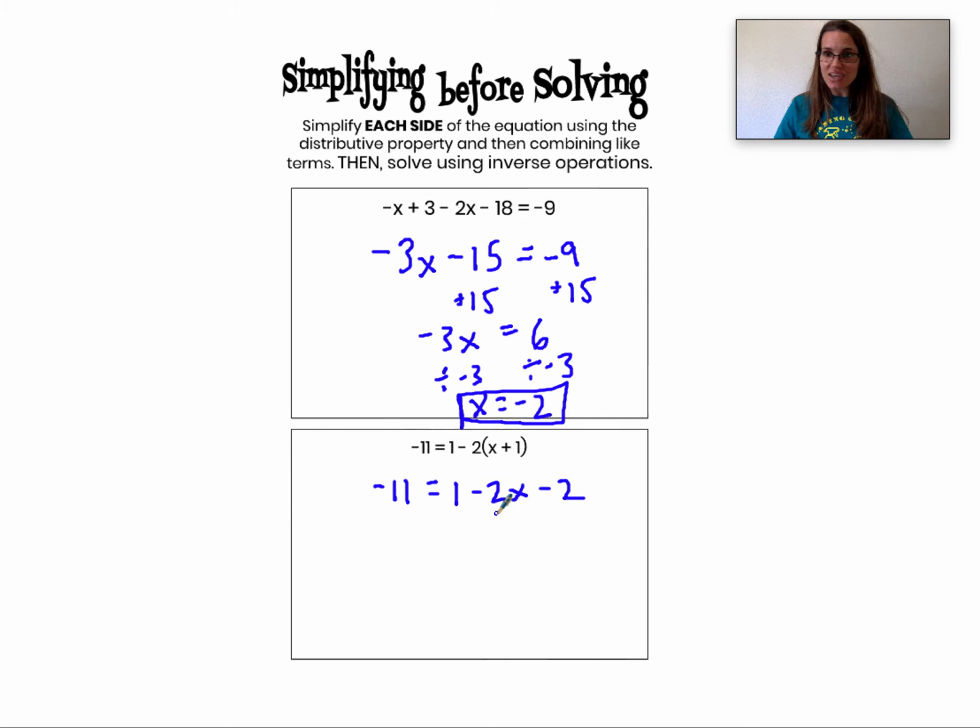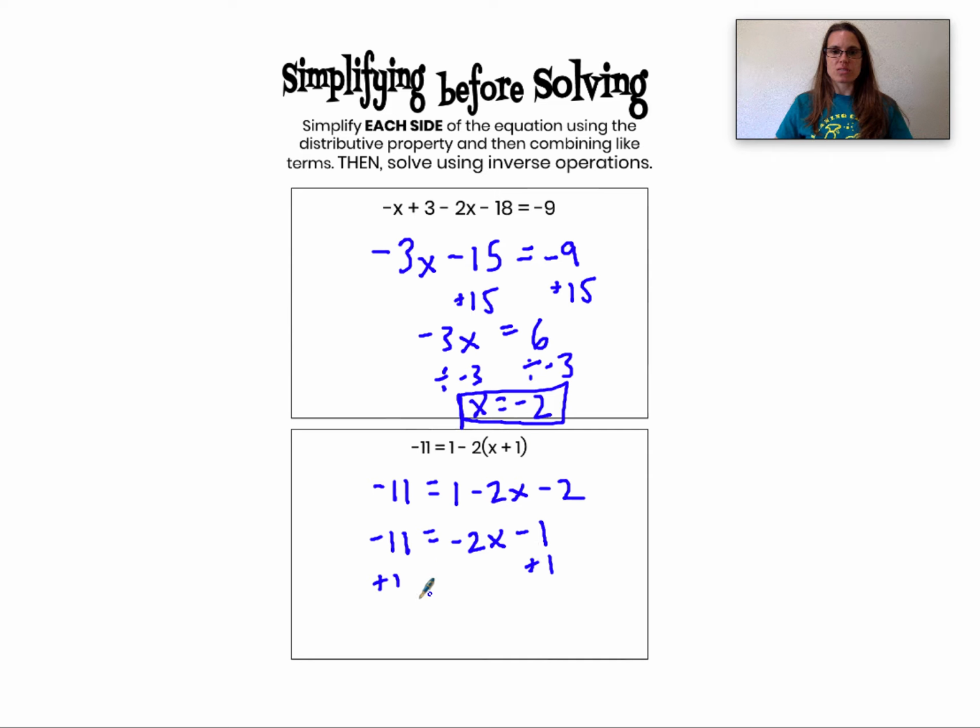I still cannot use inverse operations. First, I need to combine like terms. So I need to combine the 1 and the negative 2. I could write this as negative 1 minus 2x. I'm just going to go ahead and write it as negative 2x minus 1 because that's more common, but either's fine. Now I can use inverse operations. I have fully simplified the right-hand side, and the left-hand side didn't need to be simplified.